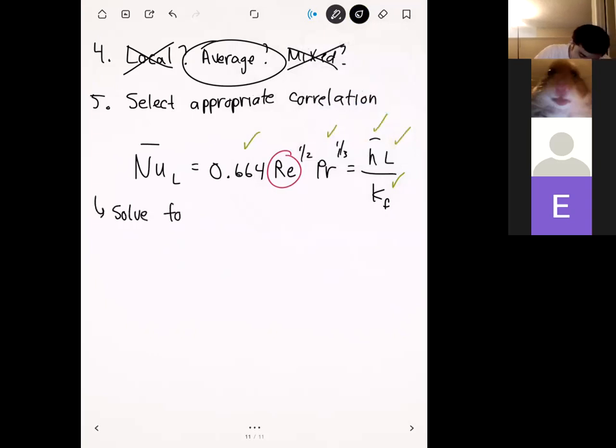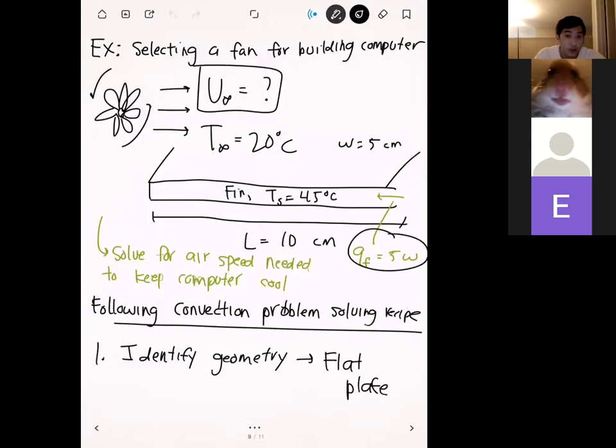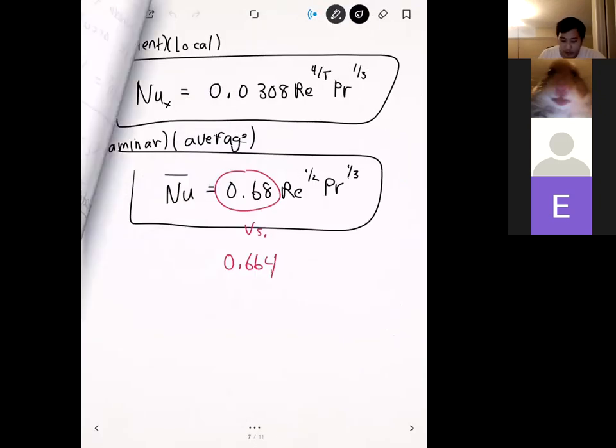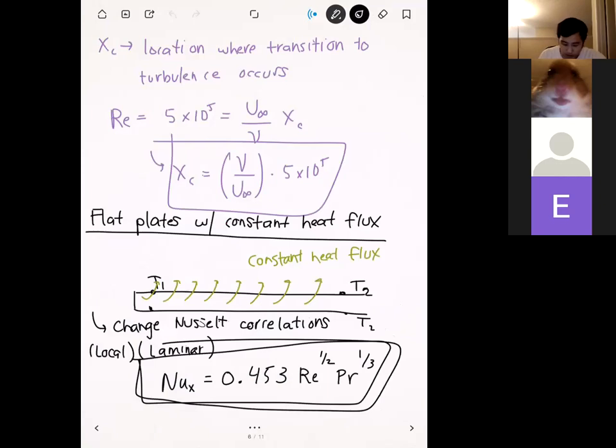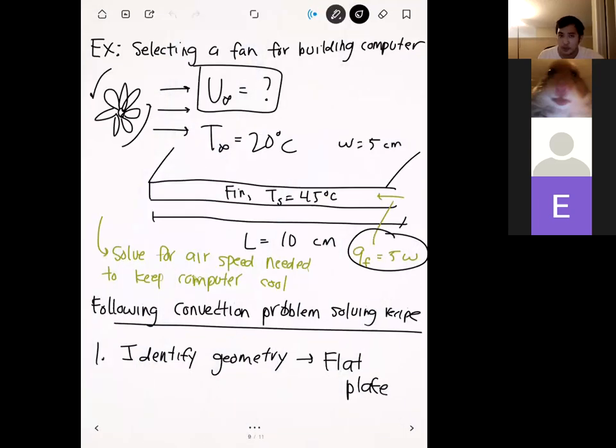Professor, I'm a little confused. Is this not flat plate with constant heat flux? This is flat plate with constant temperature. Ah, okay. Although technically it is constant heat flux as well, because we do have this heat flux of 5 watts coming in, and we are going to use that in a second. So you can definitely make the argument that you can use this correlation as well. But since we know the surface temperature all throughout, and we're assuming it's 45 all through, in that case we're going to use our constant temperature surface condition instead.